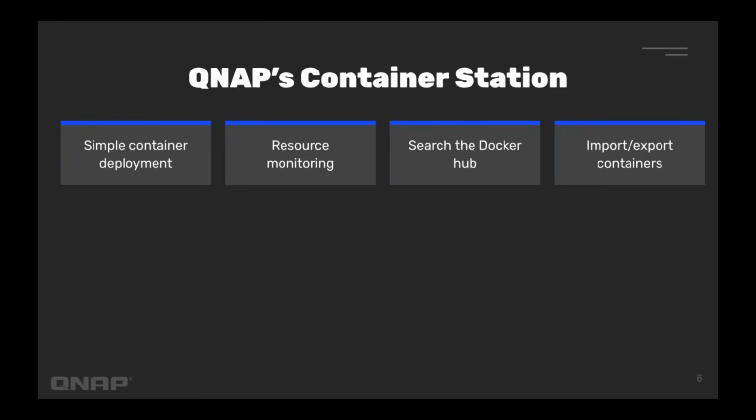This search feature is also integrated with the Docker Hub, making it easy to find and install the Docker containers that you're looking for. There are a number of options to select between when creating a container with Container Station, such as how the container's network settings are configured with QNAP's virtual switch.